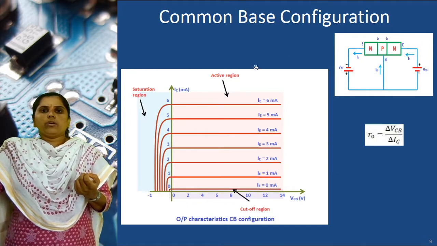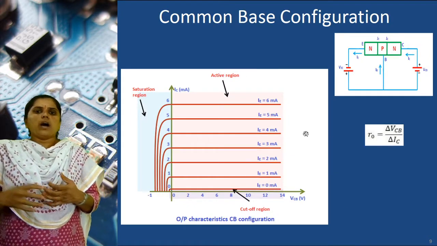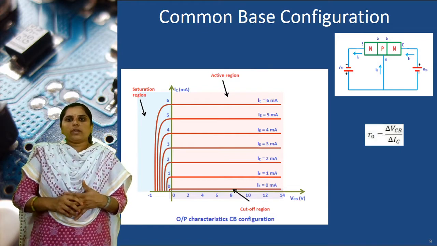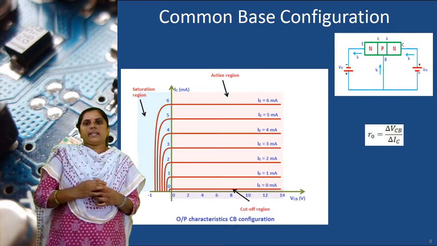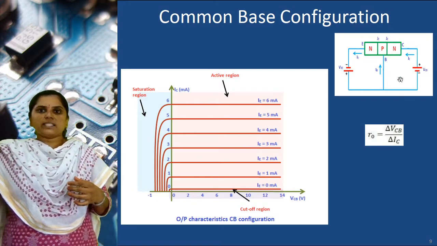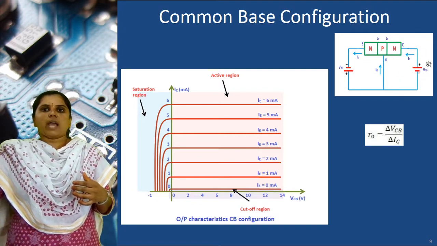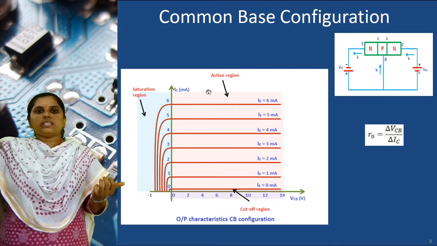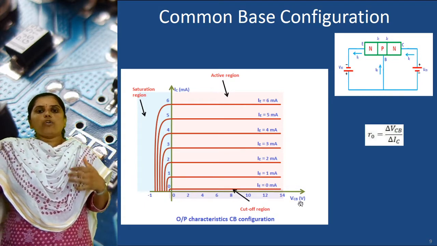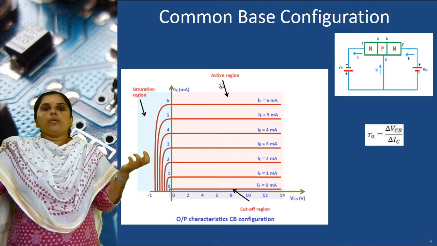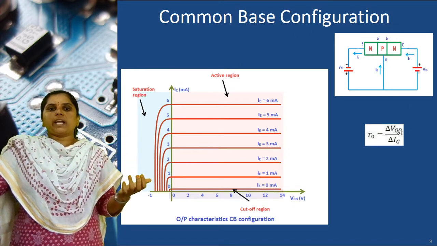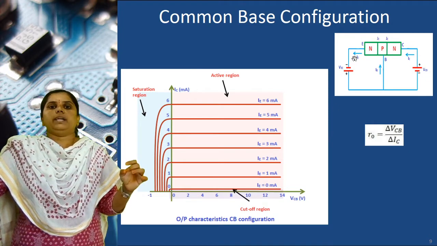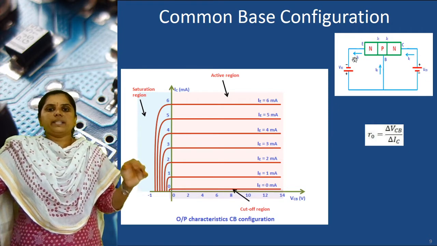Okay, so now this shows the output characteristics of the common base configuration. For the output characteristics, we have to calculate them between output voltage and output current. For calculating the output characteristics, you have to keep the input current constant.